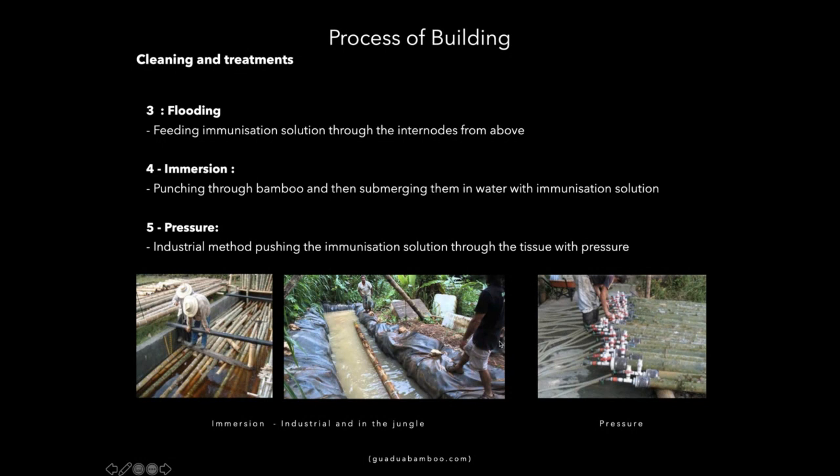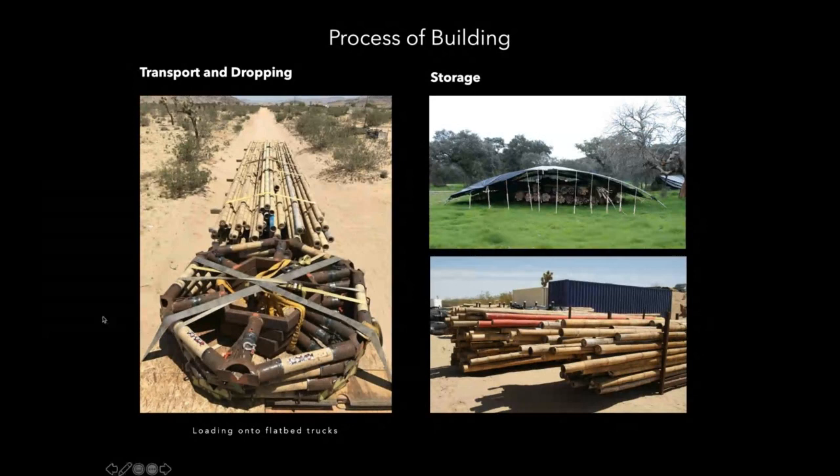The immersion one, in the immersion bath. And then transport and dropping. This is a project that we did in California, and we literally loaded a flatbed trailer, and we put everything on top, and strapped it together. This is a very crude way of transporting bamboo, but usually they're done in containers, actually 20-foot or 40-foot containers, to obviously protect it when it's going long journeys, or if it's being transported across the seas.